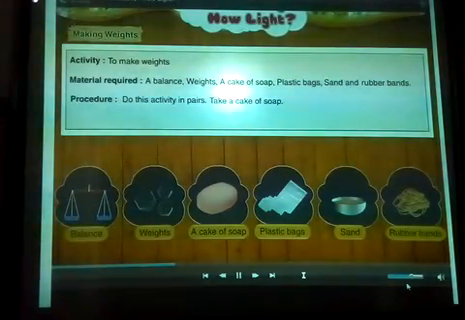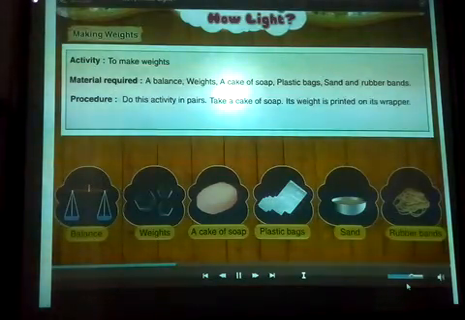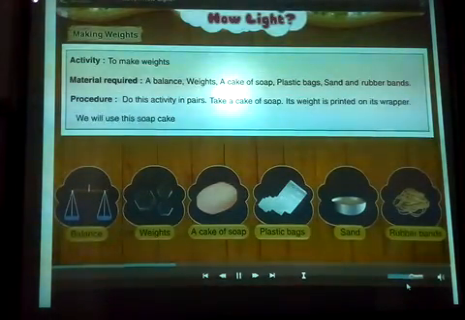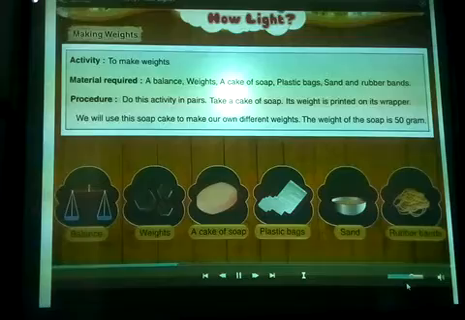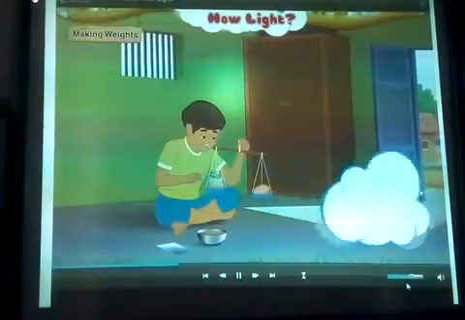Take a cake of soap. Its weight is printed on its wrapper. We will use this soap cake to make our own different weights. The weight of the soap is 50 grams.